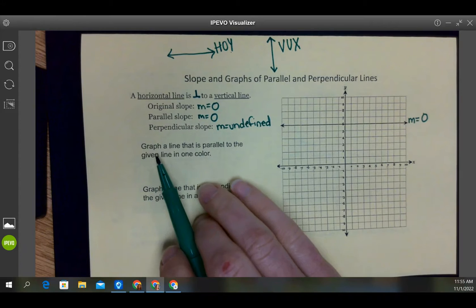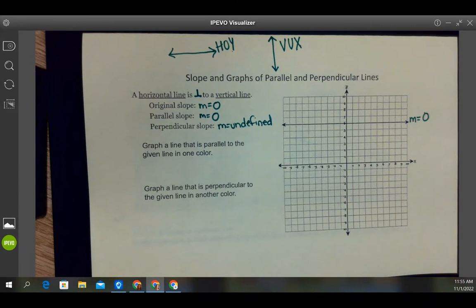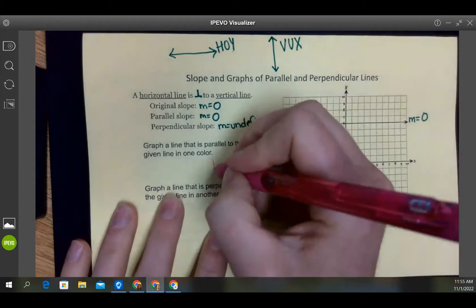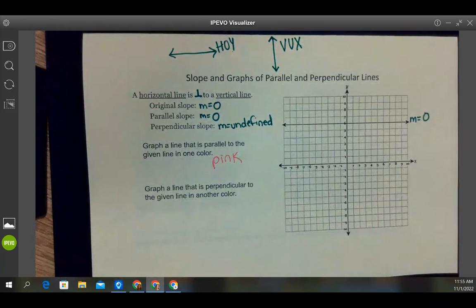Next part says graph a line that is parallel to the given line in one color. So if you look through a box that's close by it, you can use a highlighter or you can use one of your own pens or markers or something. I'm going to do mine in pink. I'm going to do a parallel line in pink. So go ahead and grab another color.